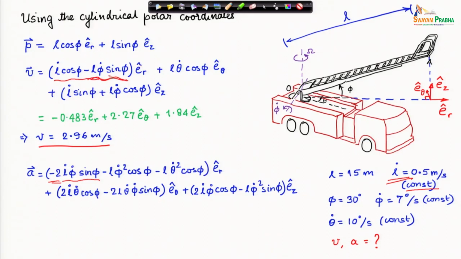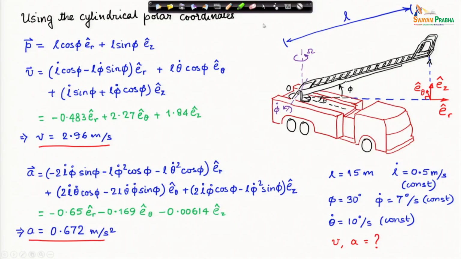Similarly, I take the derivative of the second term with respect to phi dot, etc. Then I have the frame derivatives, etc. When I do all these things and assemble the whole thing, this is what I obtain, after simplification. You should check this yourself. Finally, when you plug in the values, you get the acceleration vector in green as I have written out, and the acceleration magnitude is 0.672 meters per second squared.